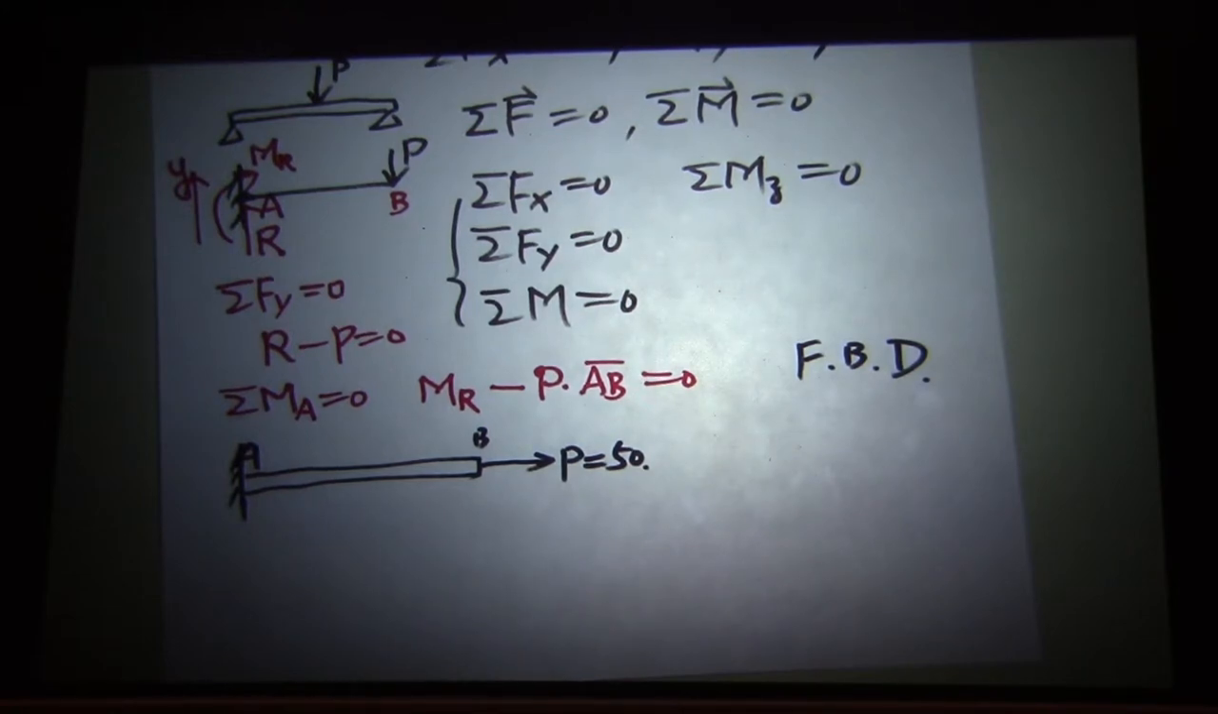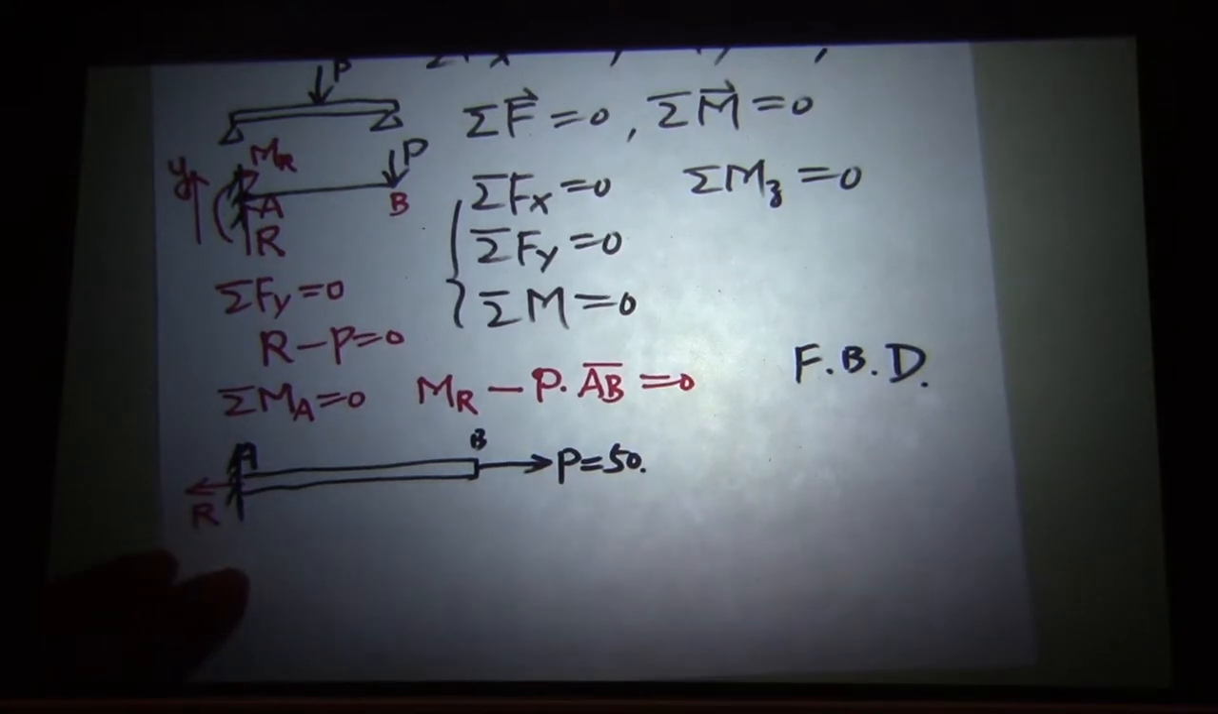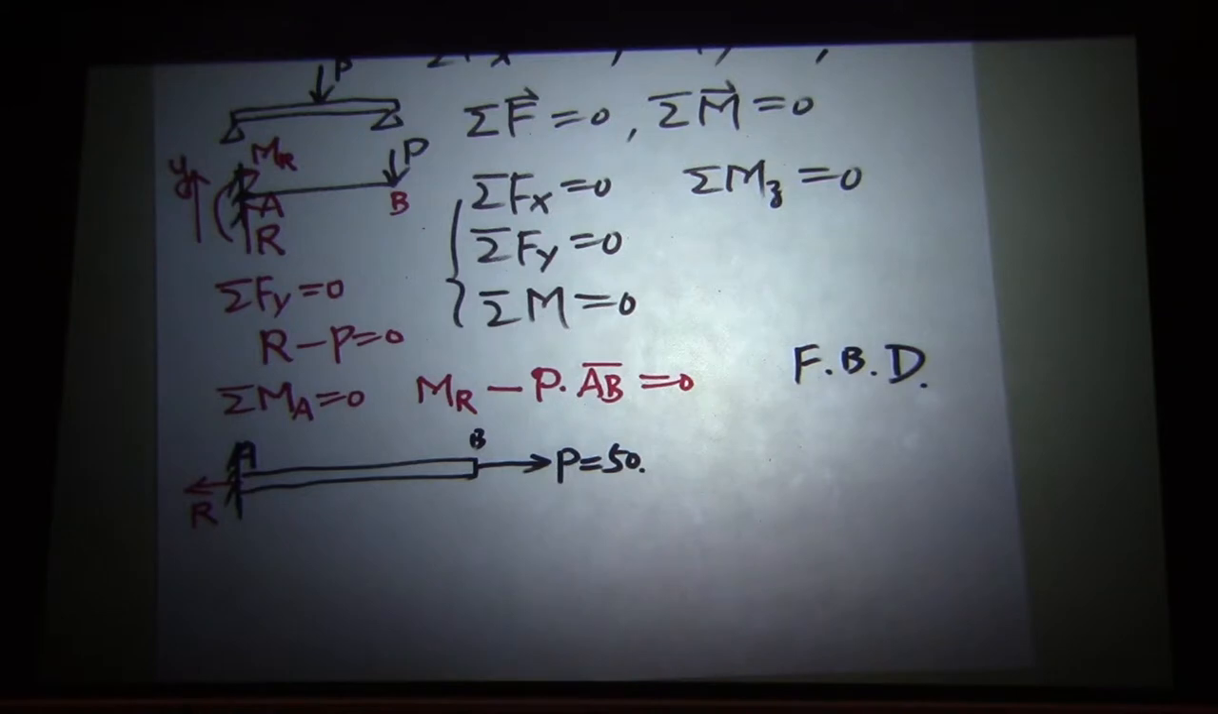You draw this object, then you label all the loads, including the forces and the moments. And what else? The reaction. For this one, you draw this object as I have here, the load is already there, then you draw the reaction R. I guess it will be this way. If I don't know, I can just put a direction randomly, and I find out the actual direction from the equation.